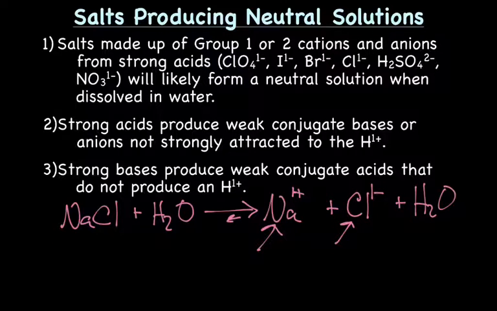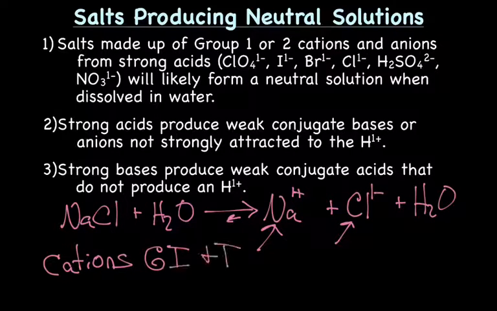This is why salts made up of a cation from a strong base and an anion from a strong acid are very likely to form a neutral solution. So basically, if you have a salt made up of cations from groups 1 and 2 and any anions from strong acids, they're likely to just dissolve in water, producing a neutral solution.